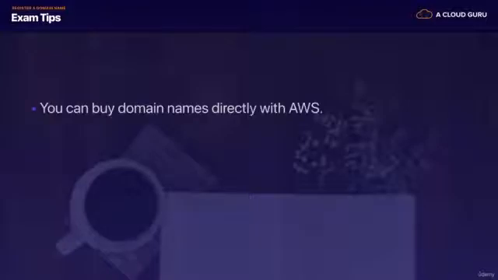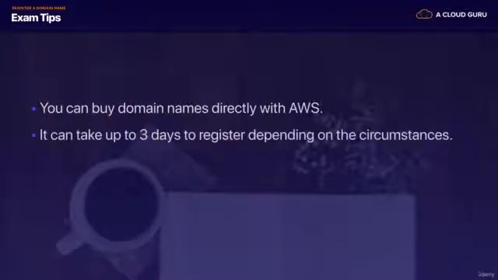So what are my exam tips? Just remember that you can buy domain names directly with AWS, and also remember that it can take up to 3 days to register depending on the circumstances.